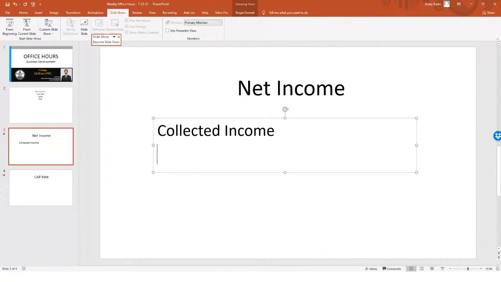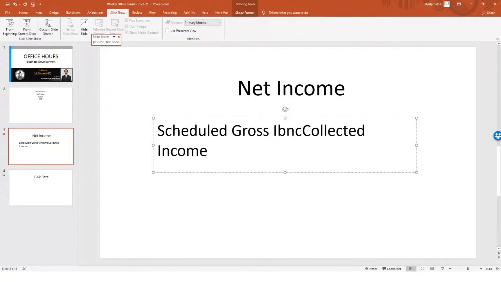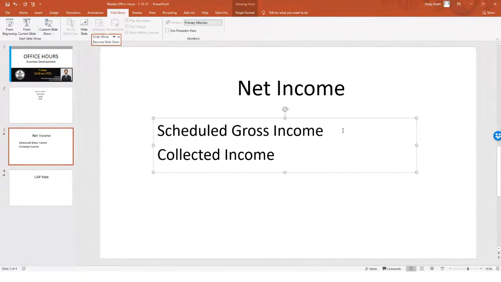So you have what's called a scheduled gross income. Let's type that as well. Okay, so scheduled gross income is if everything was perfect, everyone paid on time, there was no vacancy, this is the maximum amount of rent I could receive over the course of a year. That's a scheduled gross income.